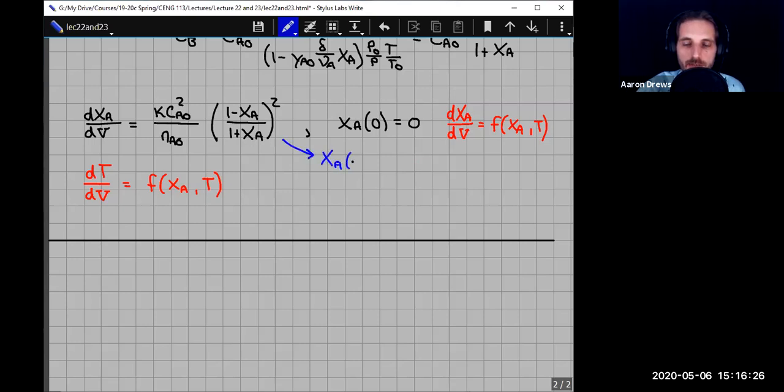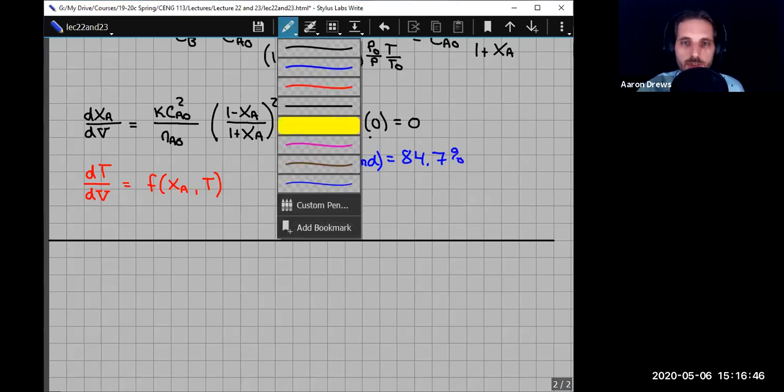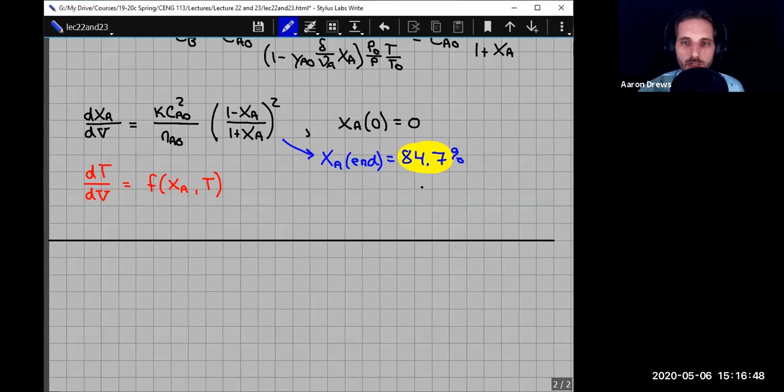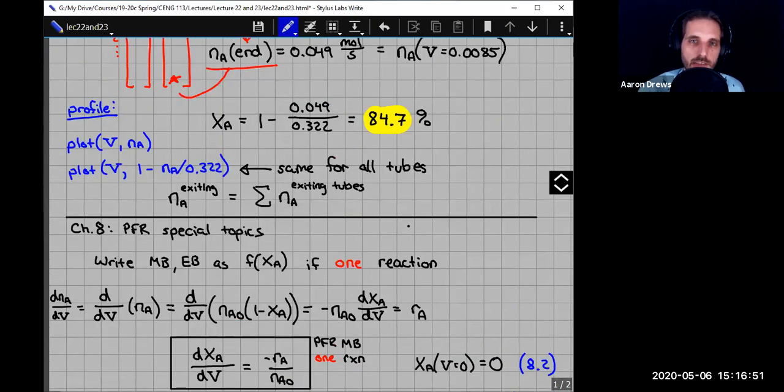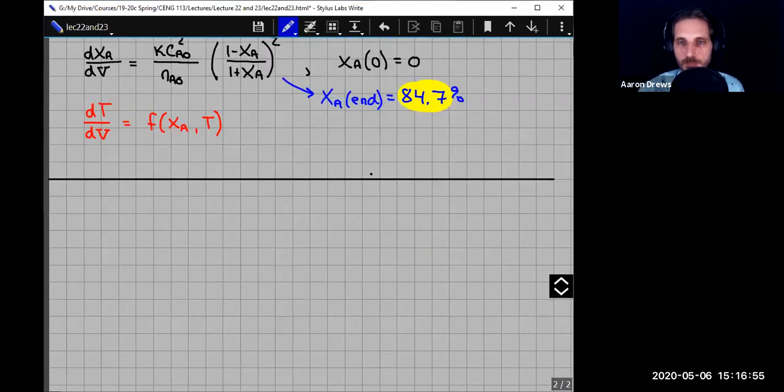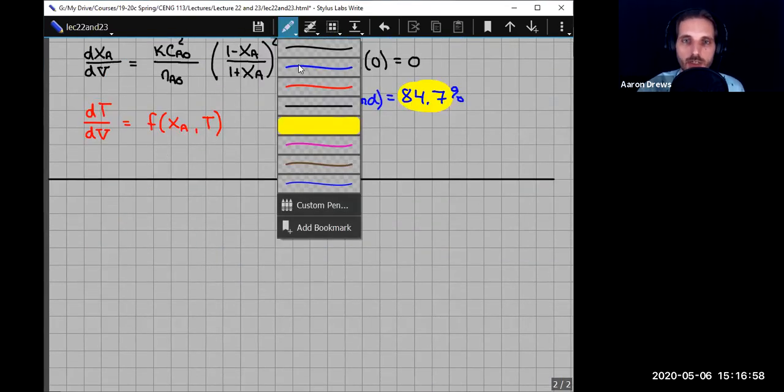So X_A of end. Let's erase this too. Is still equal to 84.7 or 87.4? I don't remember. Yeah, 84.7. Right, so we ended up with indeed the same answer. And if we wanted to, we could compare this value to the one that we should have gotten up here. Again, 84.7, solid. So I'll leave that there for a moment.